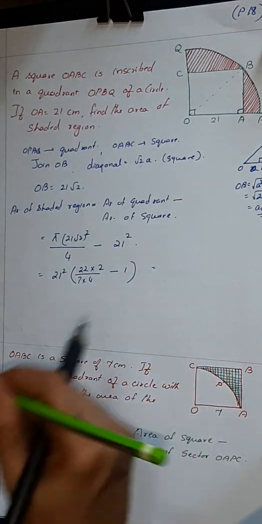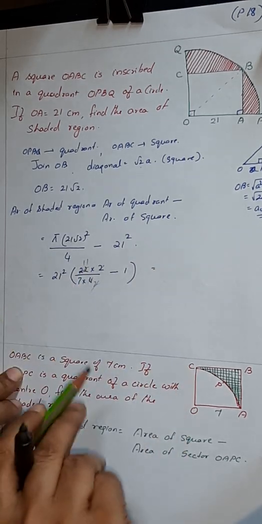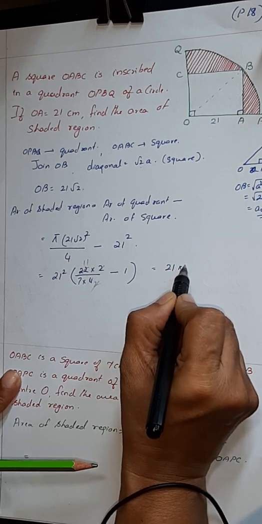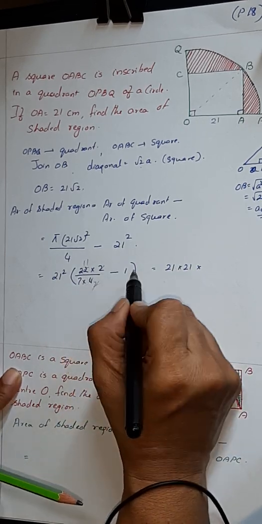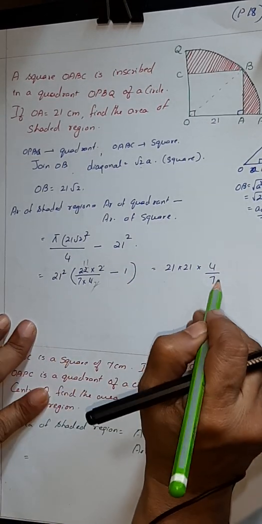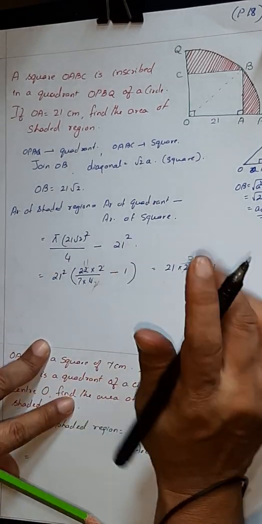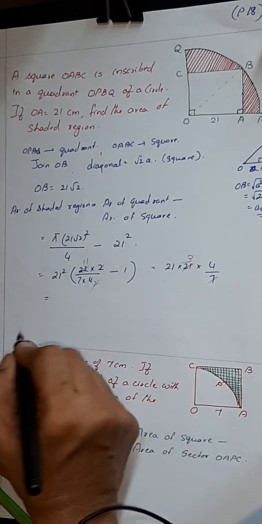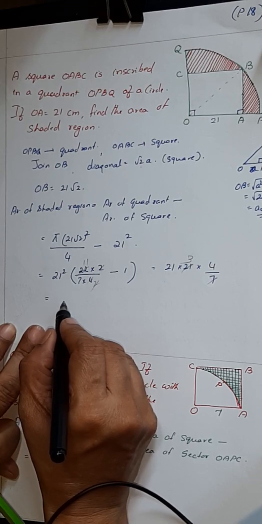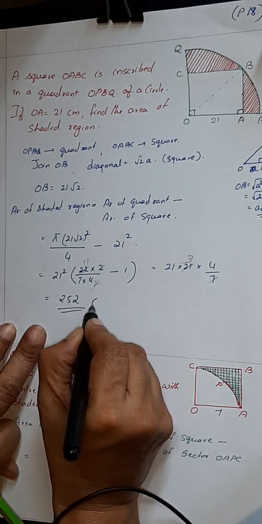So this will be 2 into 11 by 7 minus 1. So take out the LCM. So it will be 21 into 21 into 11 minus 7 by 7, 4 by 7. So I am doing this calculation so that you understand how easily you can finish off this problem. So if you do this 21 into 12, you get it as 252 centimeter squared.